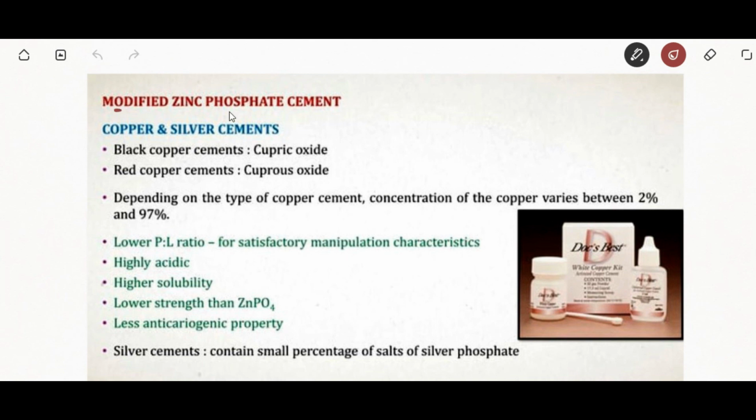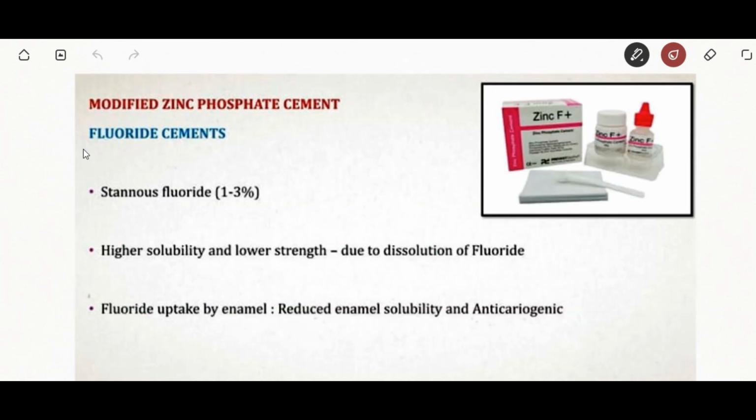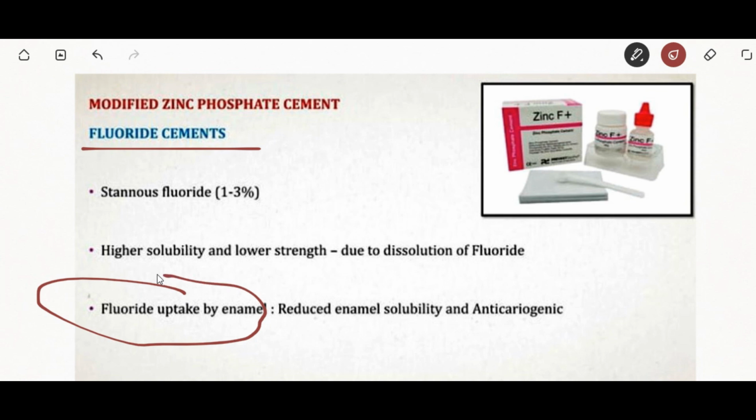The modified zinc phosphate cements include the copper and silver cement, and the fluoride cement with stannous fluoride, which will have higher solubility and lower strength due to the dissolution of fluoride. There will be fluoride uptake by enamel that will reduce the enamel solubility and will be anti-carcinogenic.